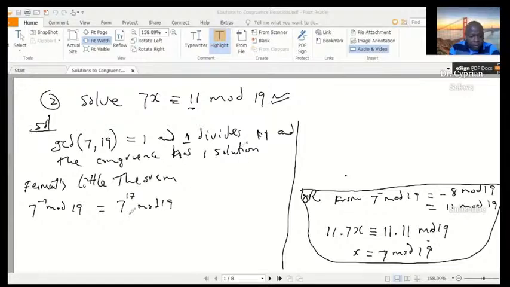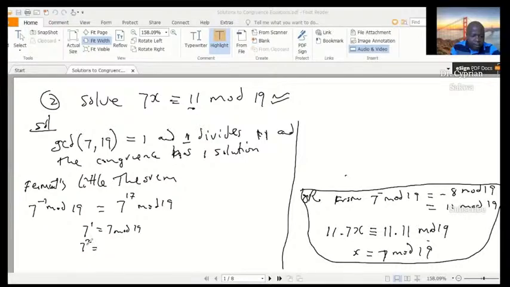So this one is bigger, so we should form squares. Let's try and form squares. 7 raised to 1 will be 7. 7 raised to 2 will be 49. What I'm writing is a remainder. It's mod 19.